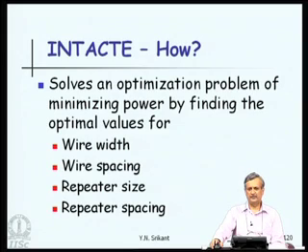How does it work? It solves an optimization problem of minimizing power by finding optimal values for wire width, wire spacing, repeater size and repeater spacing. So, what are these repeaters? Wires we understand, because interconnects are supposed to be communicating from one point to another. Between the various electronic components there is going to be some wire. The repeaters are required to boost the voltage levels in between, because voltage levels may drop on the way due to the resistance in the path.